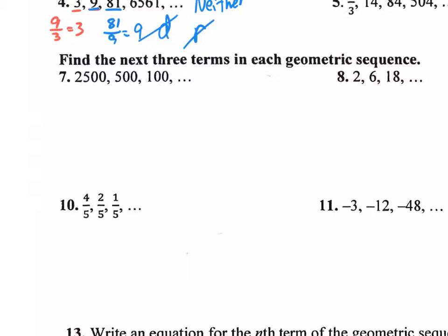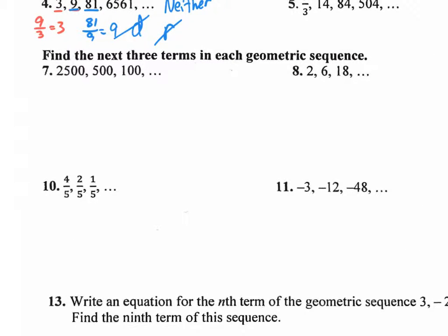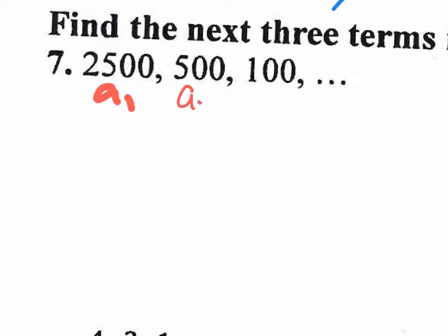It says find the next 3 terms. They tell you it's geometric, which means that there is a common ratio. But they want you to find the next 3 terms. So a sub 1 is 2,500, a sub 2 is 500, a sub 3 is 100. They want the next three terms, right? So the next three terms would be a sub 4, a sub 5, and a sub 6.